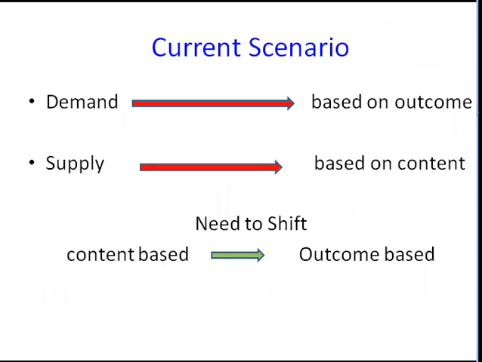So, the current scenario, coming back to what we have and what we need. What we need, as we defined earlier, is based on outcome, what we want. And the supply today is based on content. It is heavily content based. So the moral of the story: there is a need to shift from a content based medical education to an outcome based medical education. The present shift has to be, the key word is what we need.